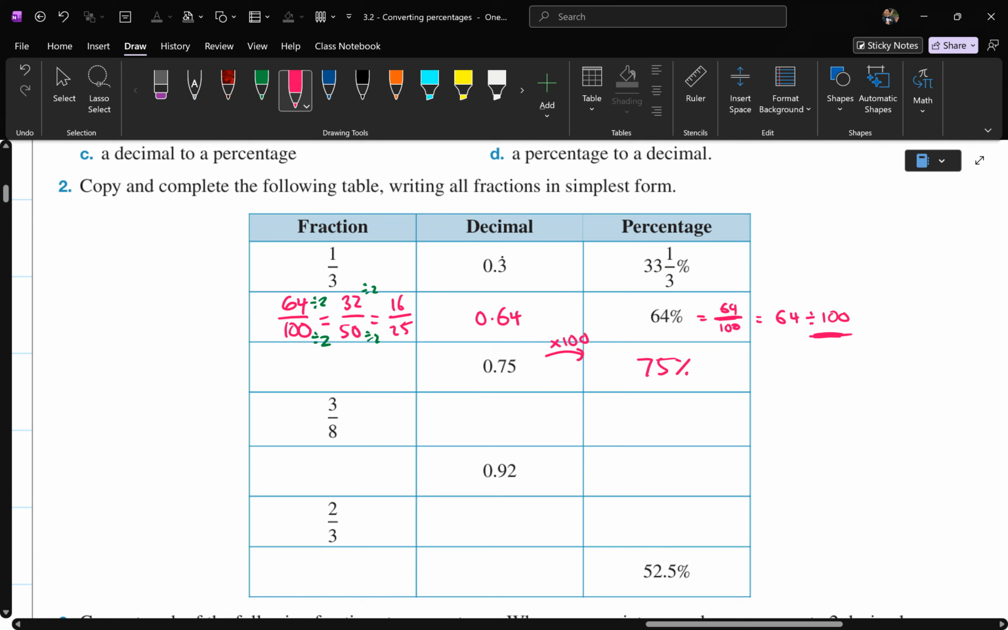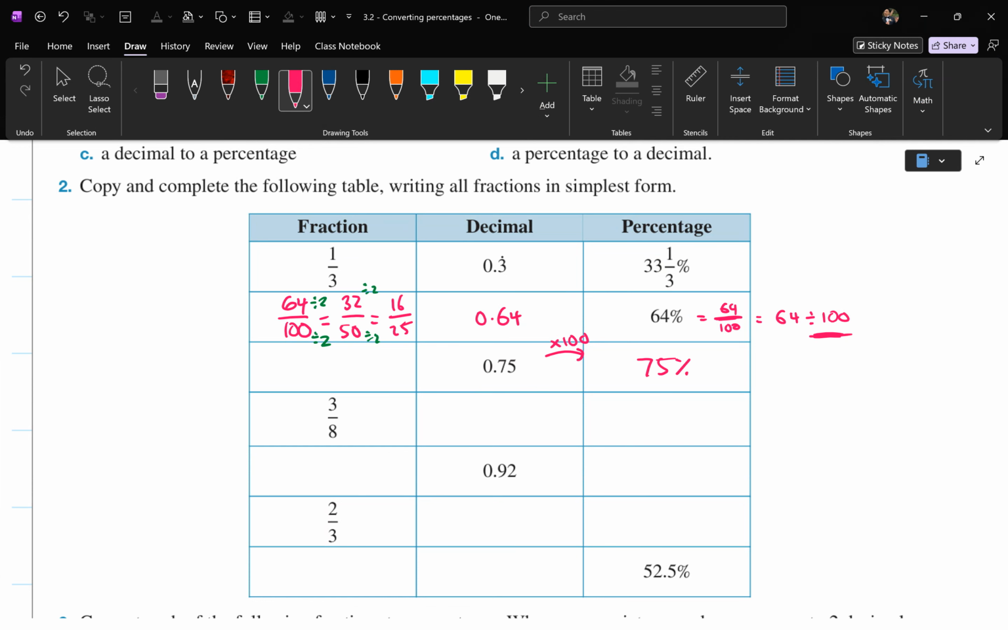Okay, and why do we times 100? Because remember, per means every, cent means 100, so you need every 100. So if you have 100 of them, that's what percent is actually working out: out of 100, what are you getting? That's why you're going to times by 100.